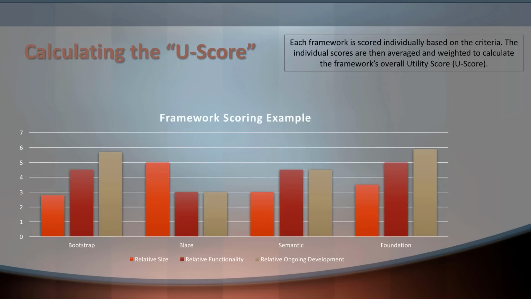Each framework is scored individually based on the criteria. The individual scores are then averaged and weighted to calculate the framework's overall utility, or U score. So this is an example here where we will calculate the relative size, relative functionality, the ongoing development of each framework that we looked at, and each one of those got a score. And then it was based on that score that we can compare them to the other frameworks.